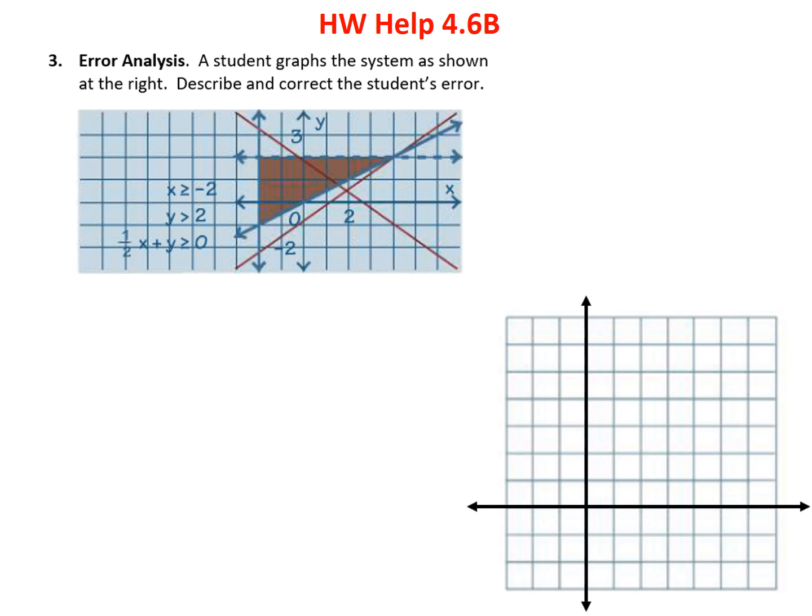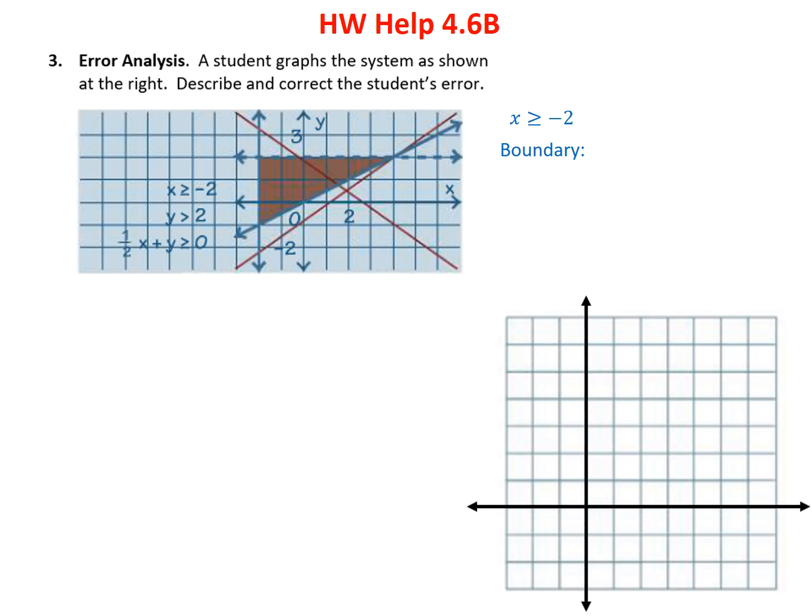Problem 3 is an error analysis. A student graphs the system as shown at right. Describe and correct the student's error. Well, let's just go ahead and graph it and then see if our graph matches theirs, and we can see where the error is. The first graph is x is greater than or equal to minus 2.